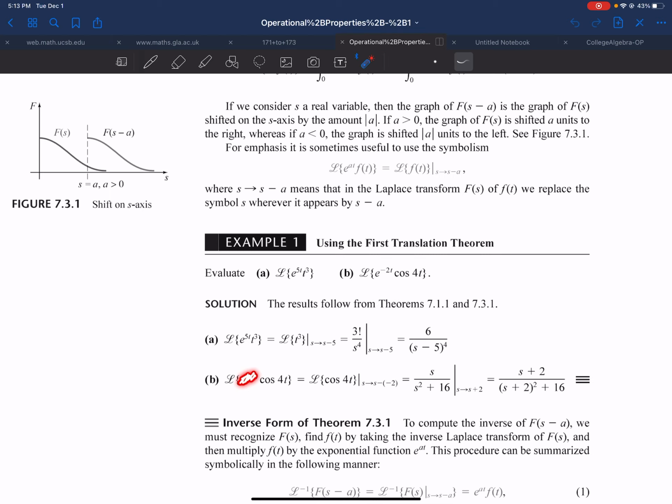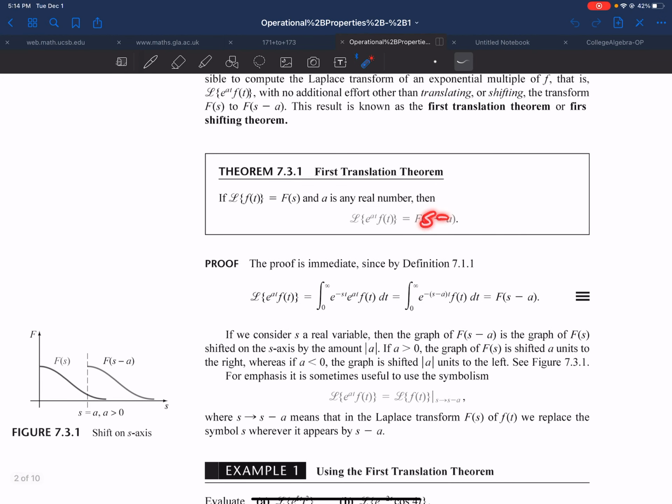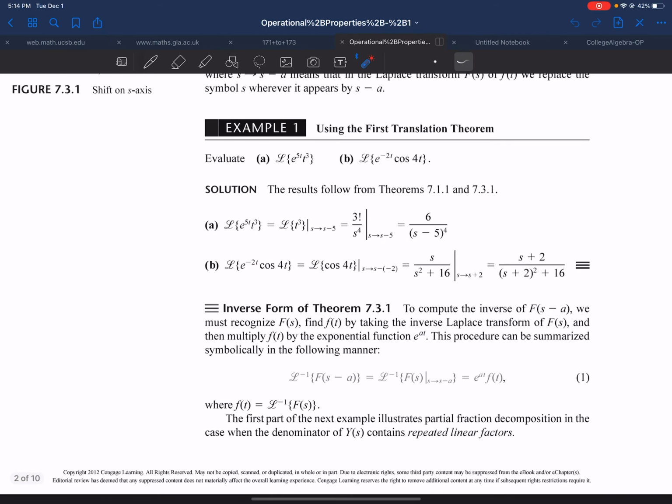Same thing here. Without this, you know the Laplace transform of cosine 4t is s over s squared plus 16. So this e to the minus 2t should translate it as s minus negative 2. And s minus negative 2 makes it s plus 2, so that's how they get that. So if it's a minus 5, it moves it by 5, and if it's a minus, it becomes a plus, just like in the way we shift functions. And that's why they're called the translation theorems.